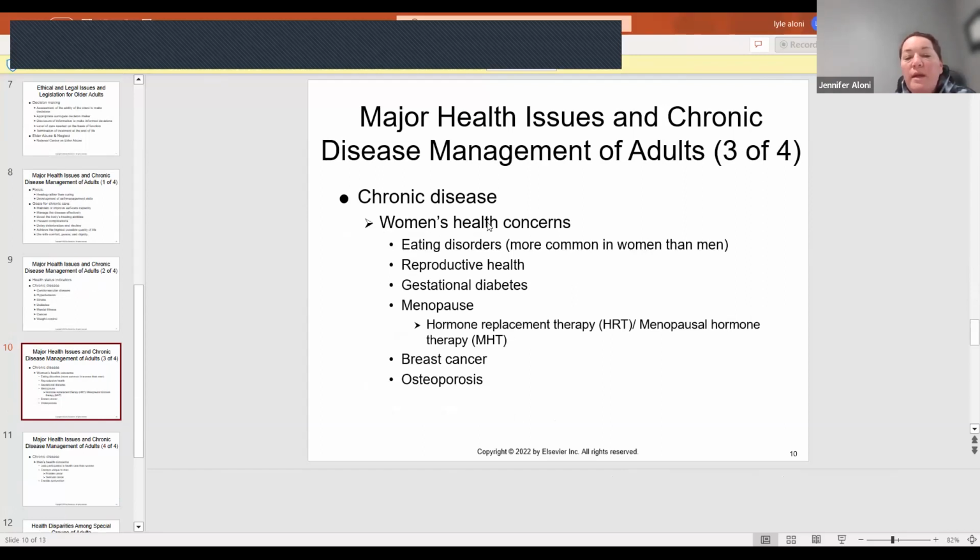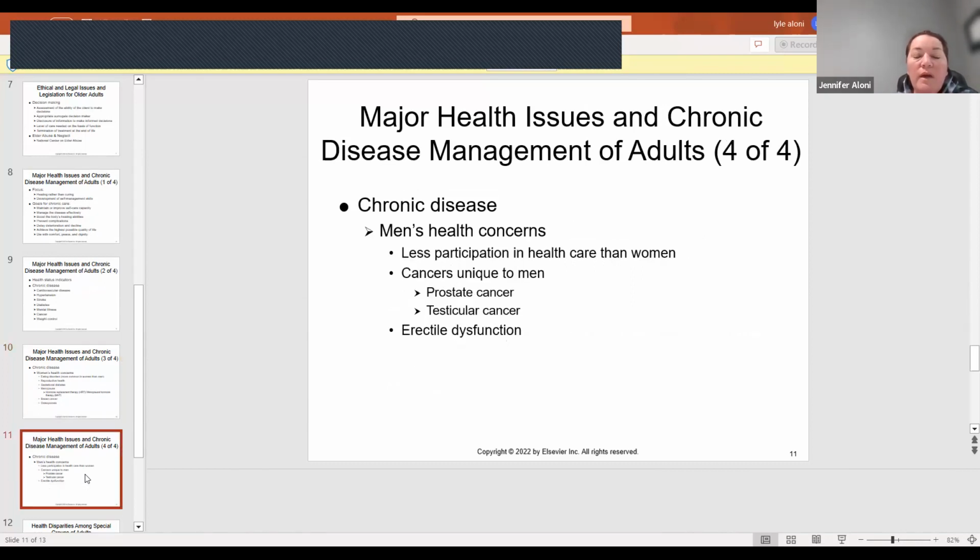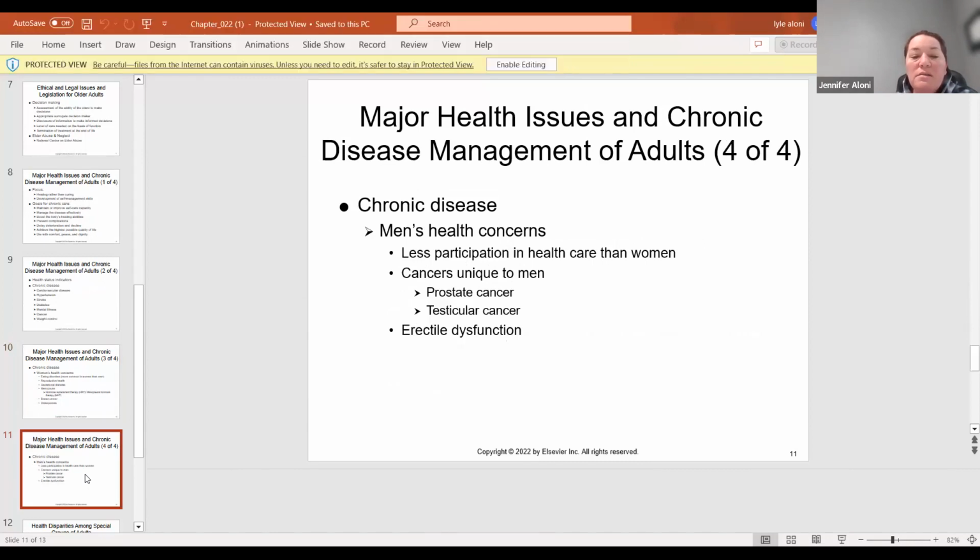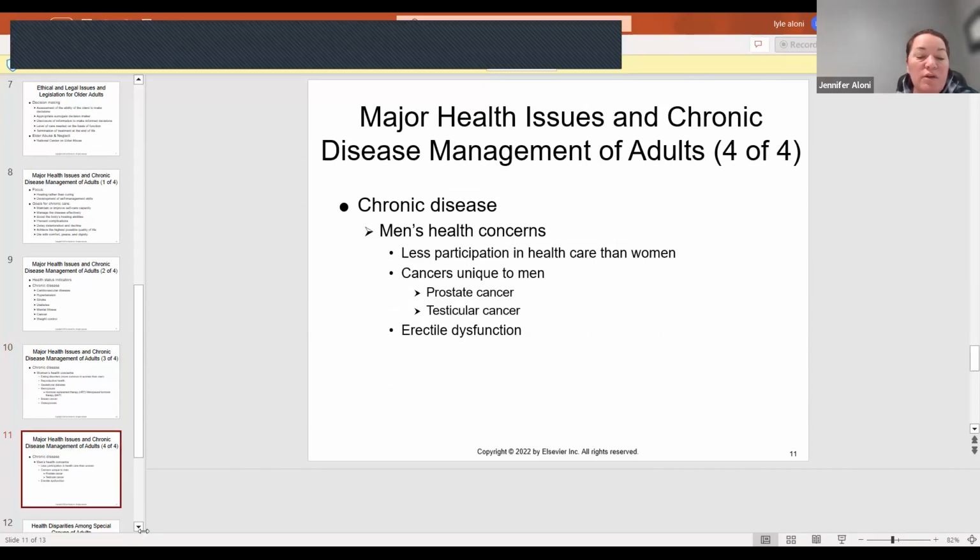Our biggest concern with women, adult women, is going to be our eating disorders, more common in men than women. We see this, so we're going to be sensitive to diets with our middle-aged women. Reproductive health, gestational diabetes, breast cancer, osteoporosis. 2 of those can be done with our screening and our secondary prevention for breast cancer and osteoporosis. When we look at men, we really have less participation in healthcare with women than we do with our men, and we see some cancers that are unique.